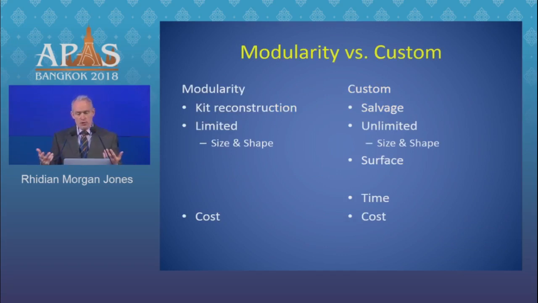So when you're doing revisions, you need a modular system. Modularity comes in kits. It'll give you a range of sizes and shapes, but they are limited. And revision surgery is not cheap. With a custom, you're looking at your salvage, the end of the line.